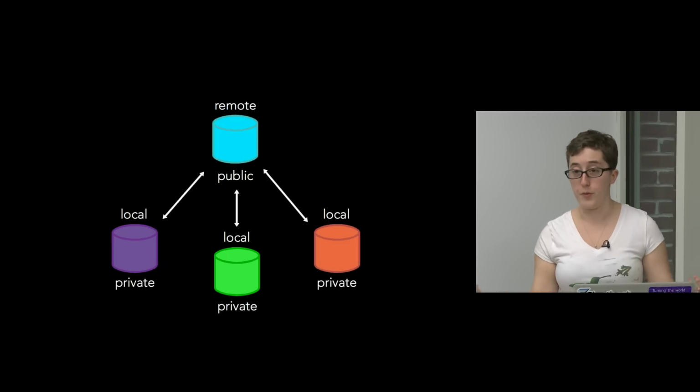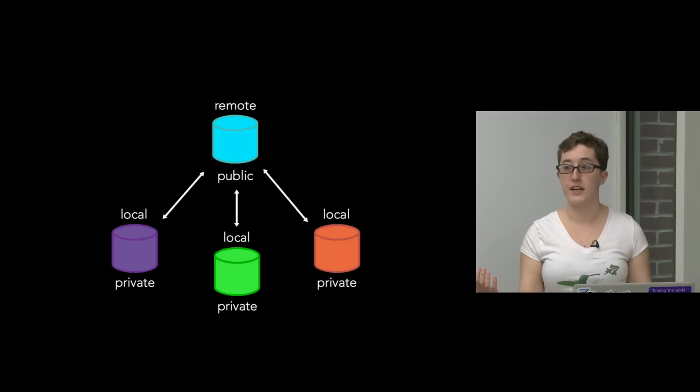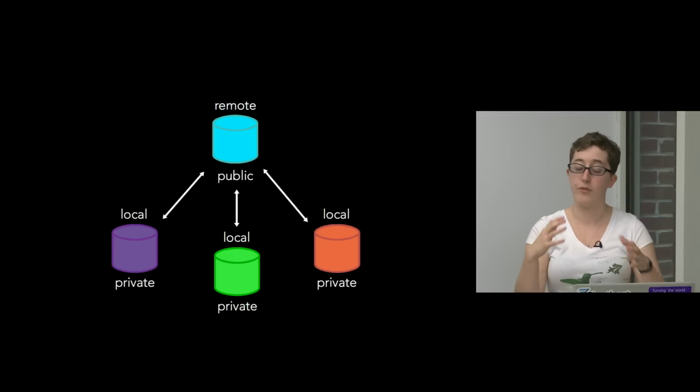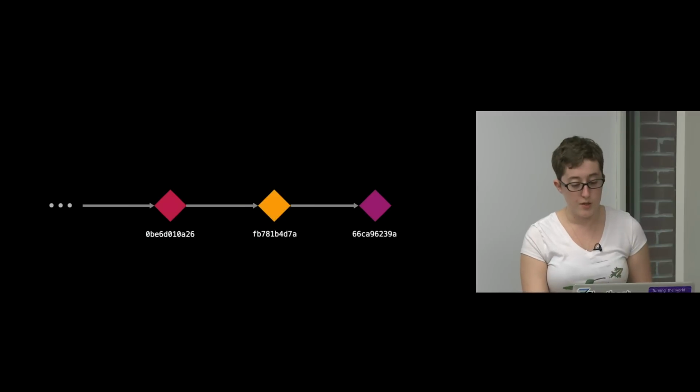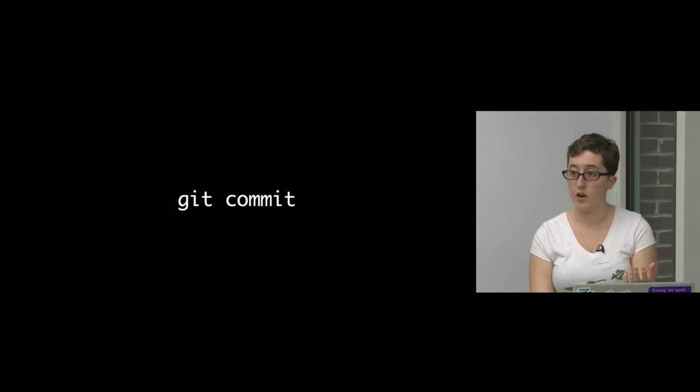Now, you see the arrow goes both ways, and obviously it wouldn't be very useful if we could only ever pull, if we could only ever take the changes that were in the remote repository, but we had no way of making our own changes. So we want to push our changes to the remote repository.